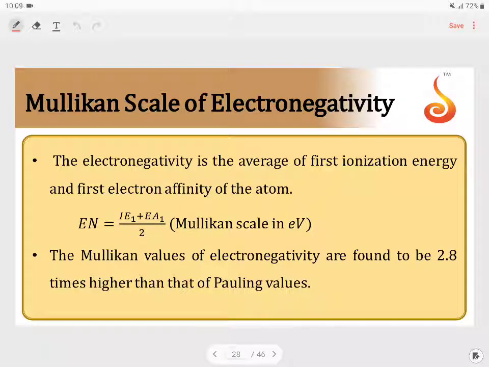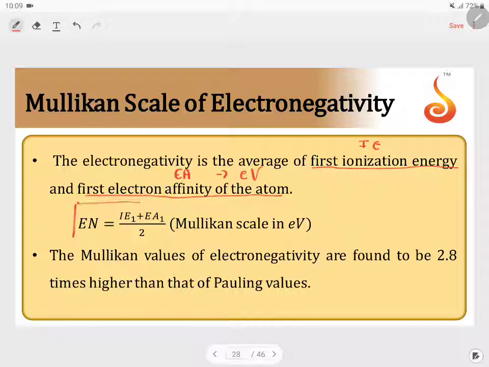Mulliken scale of electronegativity. To calculate the values of electronegativity in the Mulliken scale, we must know the value of the first ionization energy and the first electron affinity. So, for the Mulliken scale in electron volt, the values of ionization energy and electron affinity provided must be in electron volt. Electron volt is a unit.